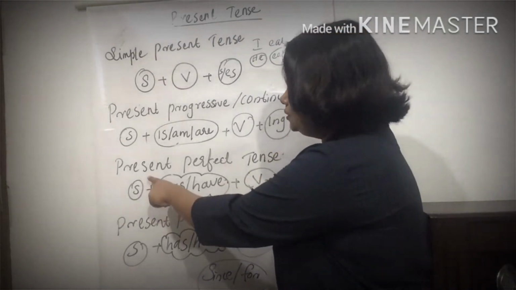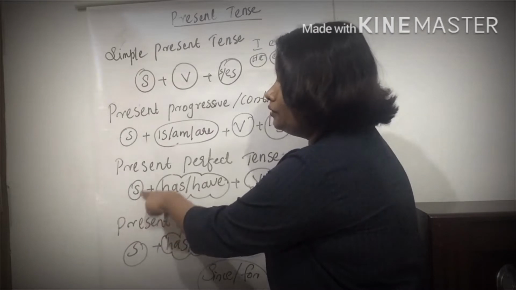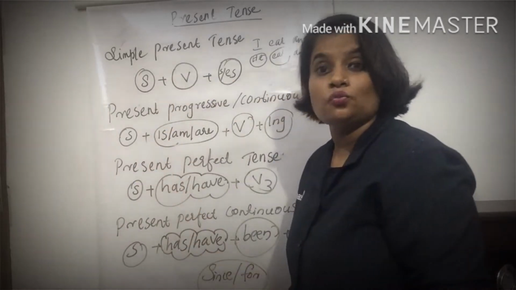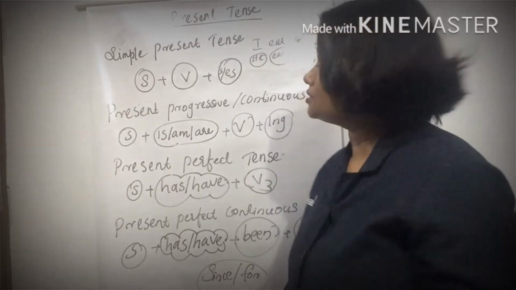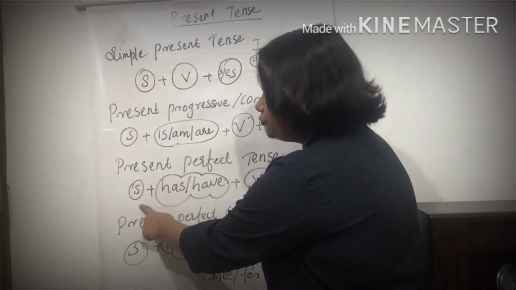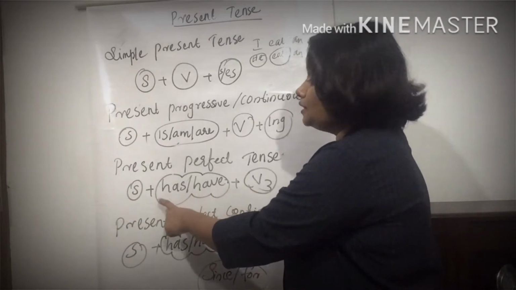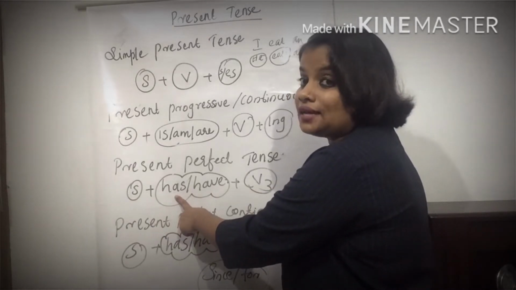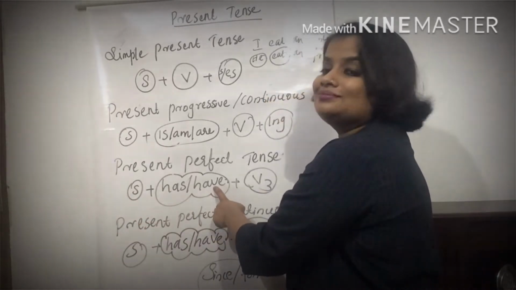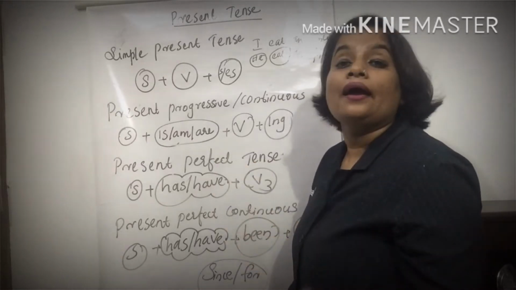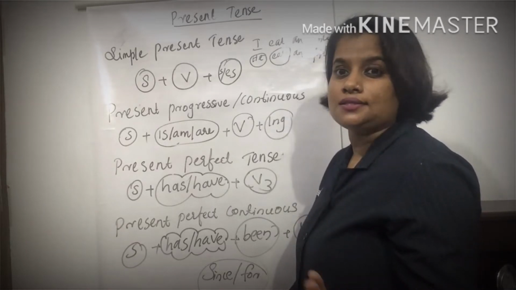The structure of the present perfect tense is subject plus... whenever you are writing any statement, what will come first? Yes, obviously the subject will come first. So first the subject, then has or have. When the subject of the statement is singular, you have to use has as the helping verb, or if the subject is plural, you have to use have. They have, I have, we have, she has, it has, he has.